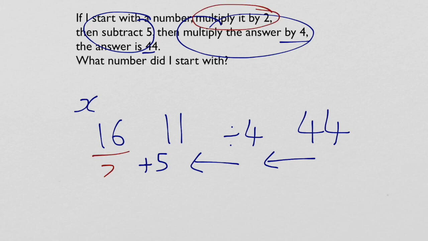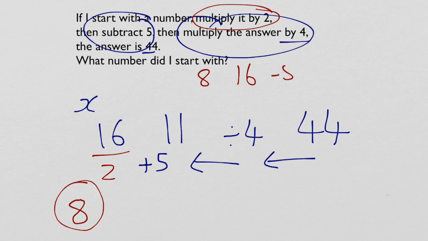And to double check it, you can always start from the beginning again and check if your answer makes sense. So if I start with 8, and then double it, 16, and then take away 5, which is 11, and then multiply by 4, yes, I get 44, so I know my answer is definitely correct.